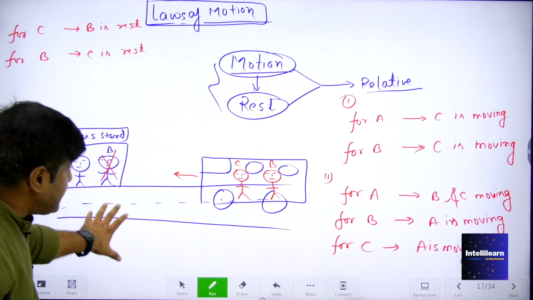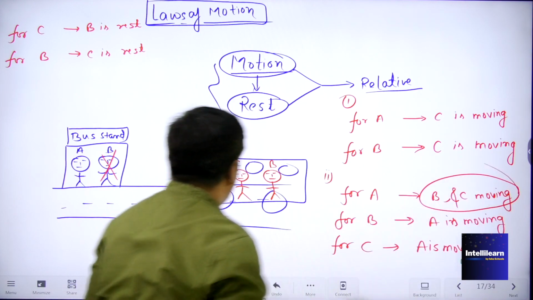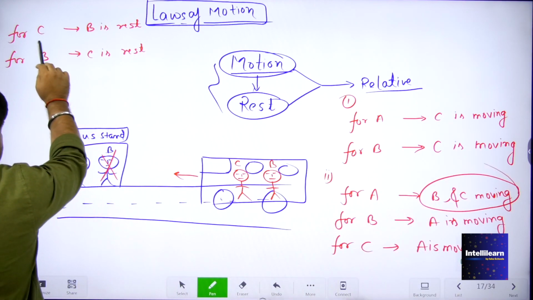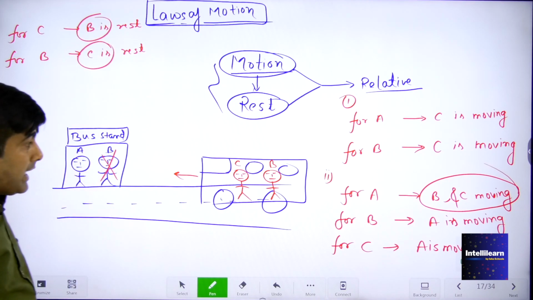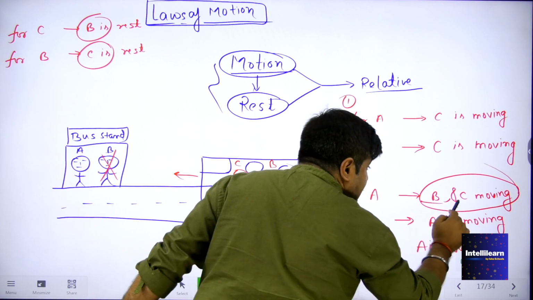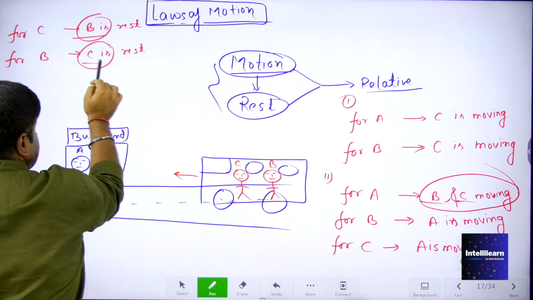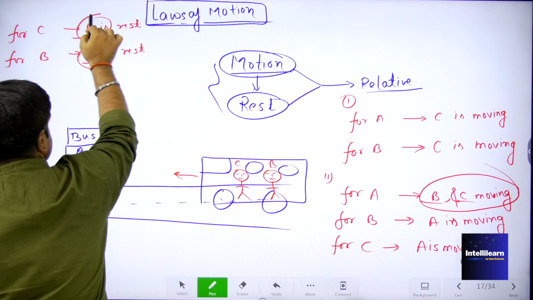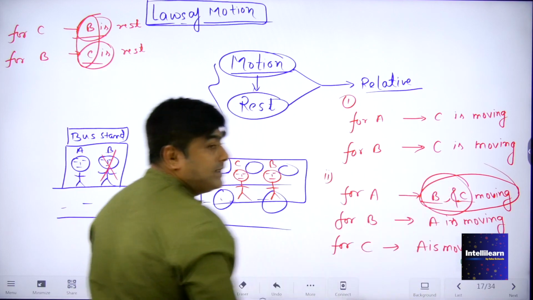Now look at the same time. At the same time, for A, B and C both are moving, and for C, B is at rest, and for B, C is at rest. So we can say that at the same time, B and C are at rest, and at the same time, B and C are moving.